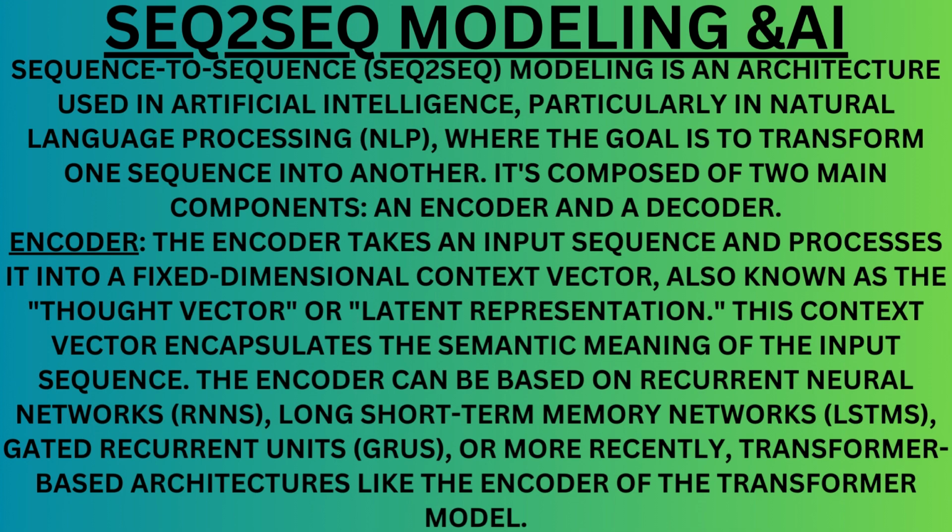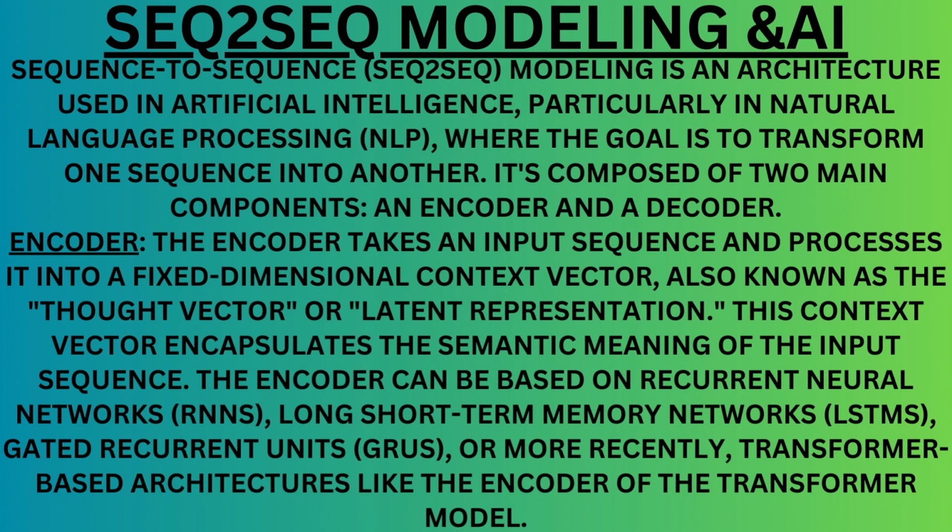Let's start the topic. Sequence-to-sequence modeling is an architecture used in artificial intelligence, particularly in natural language processing, where the goal is to transform one sequence into another. It's composed of two main components, an encoder and a decoder.